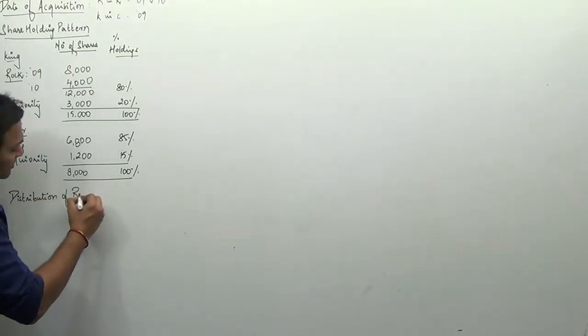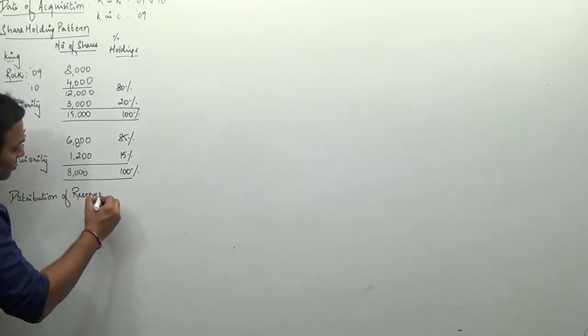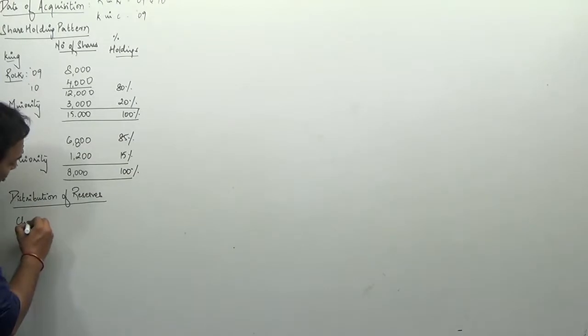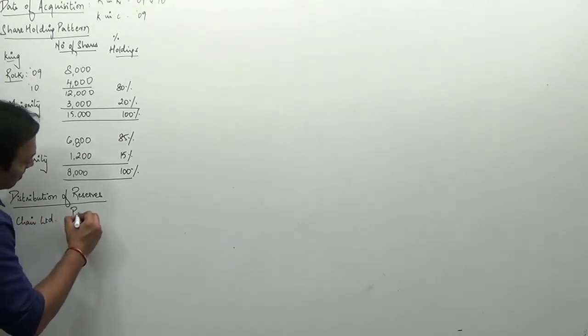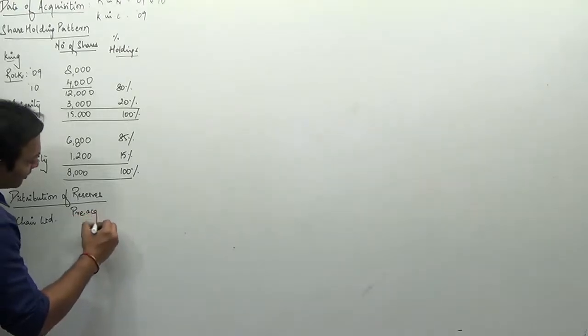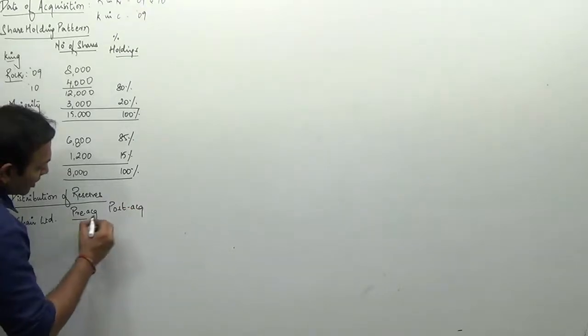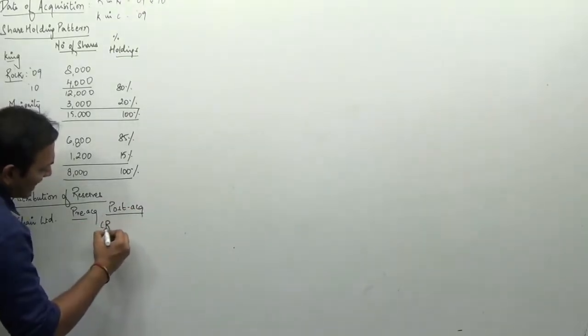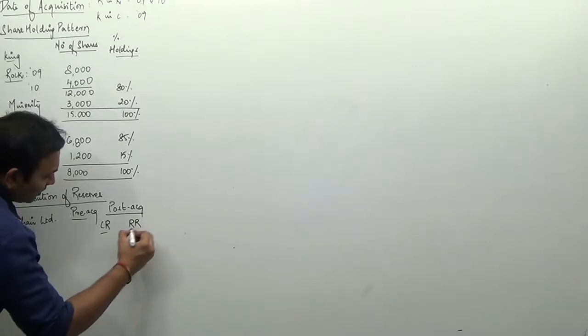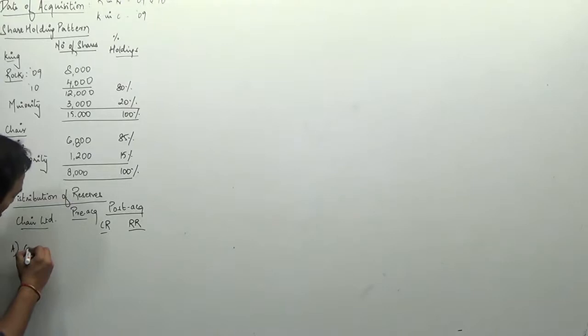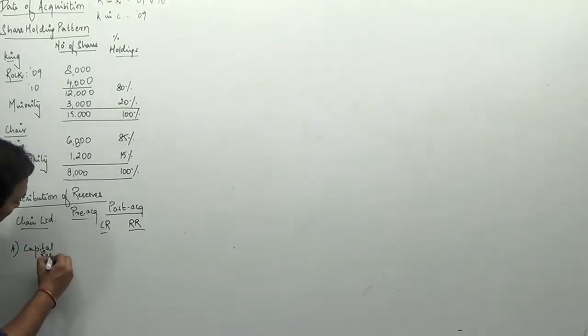Distribution of reserves. First for Chair. Pre and post. Under post I have capital reserve and revenue reserve. First reserve, I'll take capital reserve. Next one, I'm taking revenue reserve.